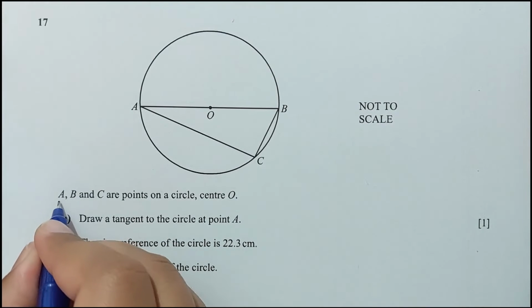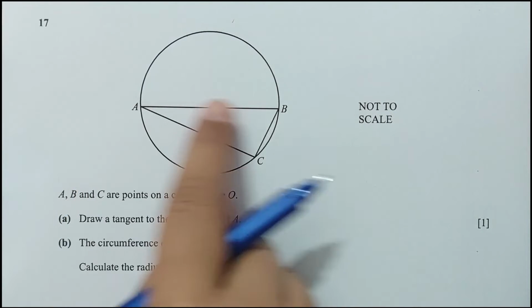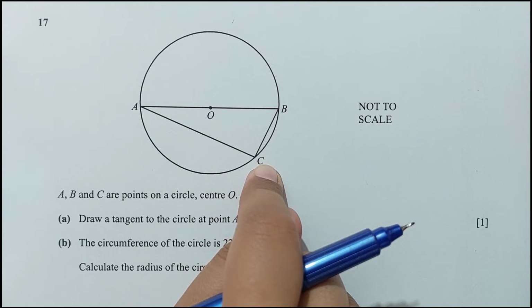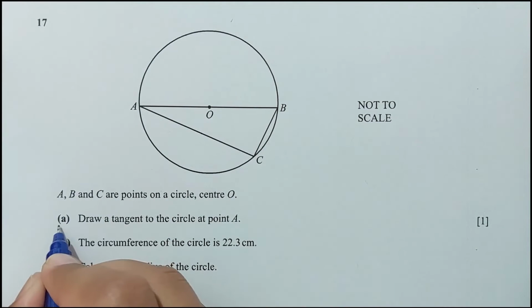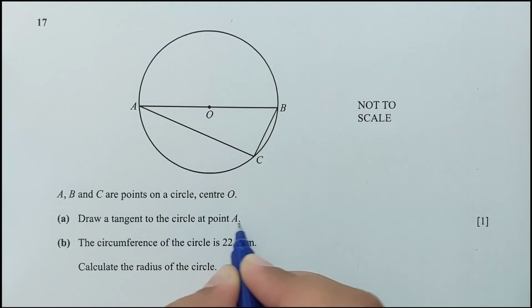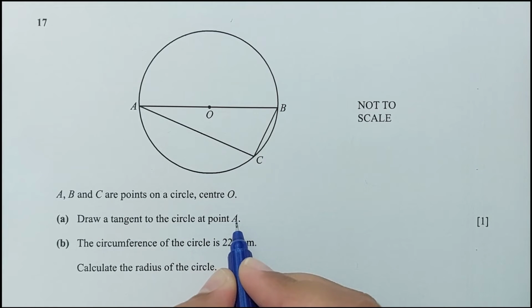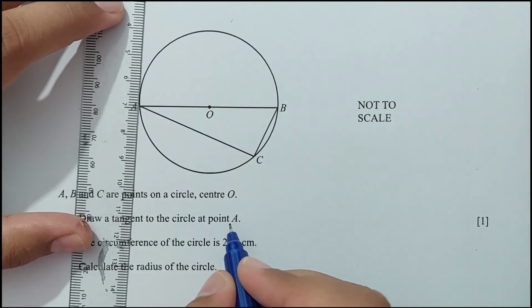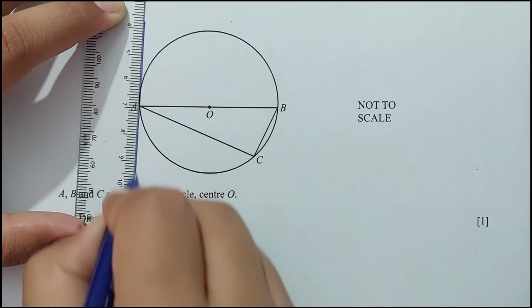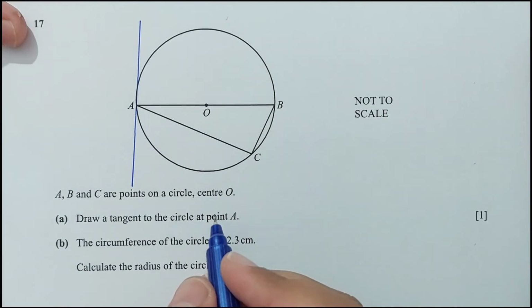Question number 17. A, B, and C are points on a circle centered at O. Part A, draw a tangent to the circle at point A. At point A, we have to draw the tangent, which touches the circle at exactly one point. That is going to be the tangent at point A.